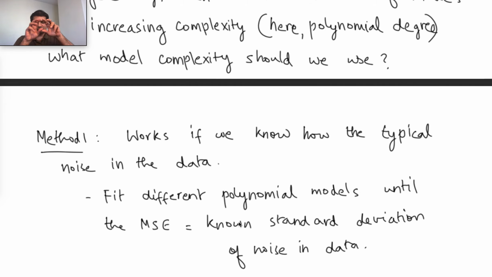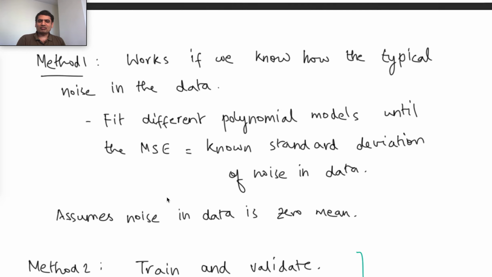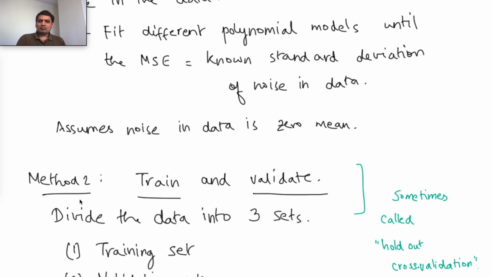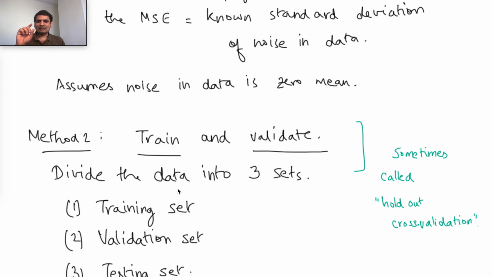Maybe you're using a sensor, and the sensor has a particular noise level, and you've characterized that using independent measurements. If you know that standard deviation, you should find the model, in this case the polynomial model, that has the root mean square error closest to the noise level in the data. This assumes that the noise in the data is zero mean. So that's method number one, and this works only if you know the noise level. Method number two works even if you don't know the noise level, and I'll talk about that in the next short video.